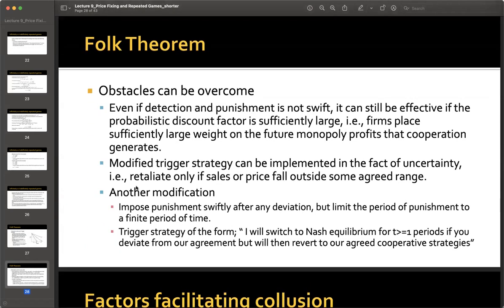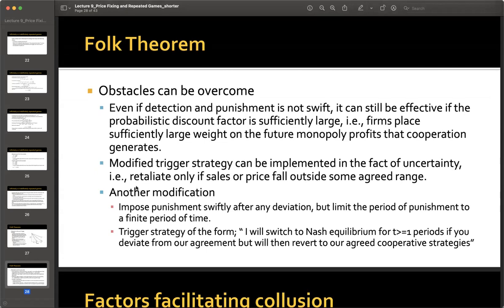So these obstacles can be overcome. Even if detection and punishment is not swift, it can still be effective if the probabilistic discount factor is sufficiently large, like we said. If that discount factor is very large, then your profits from cooperating really swamp out the profits from not cooperating, as we've just discussed.